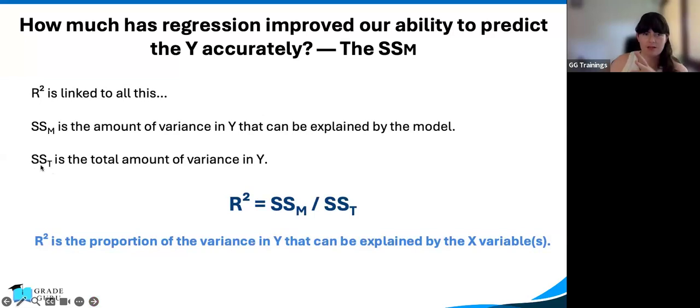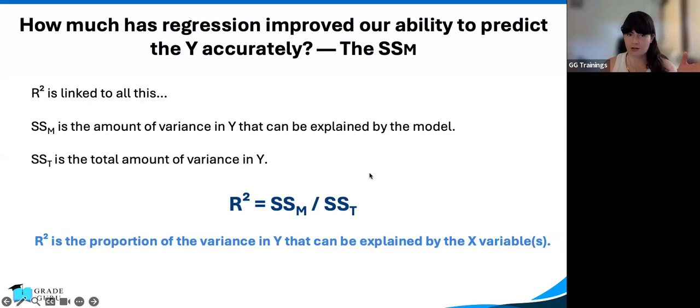Okay, so coming back to this, that's why your SST refers to the total amount of variance in Y. And your model sum of squares is the amount of variance in Y that can be explained by the model. Basically it's that difference in improvement. So what this means is that your R square is your SSM divided by your SST, and that's what creates the decimal, the fraction. So it's basically how much variance is explained by the model over how much total variance in Y there is.